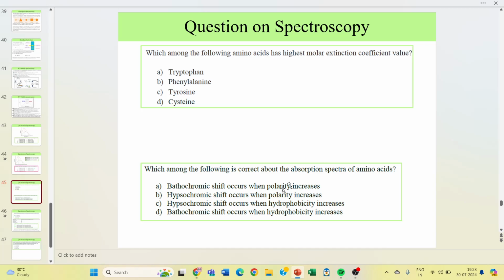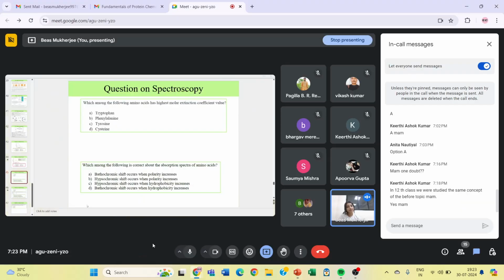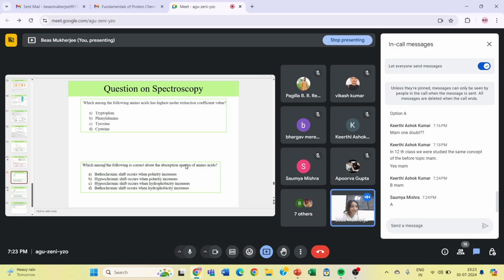Fine. Now try to answer these questions. They are also related to spectroscopy of amino acids. We are nearly done with today's lecture and the assignment questions. Try to solve these two. Which of the following amino acids has the highest molar extinction coefficient value? Which one do you think would have the highest molar extinction coefficient value? Okay, phenylalanine. For the second question, you're saying A. Okay, now let us find out which one is the right answer.